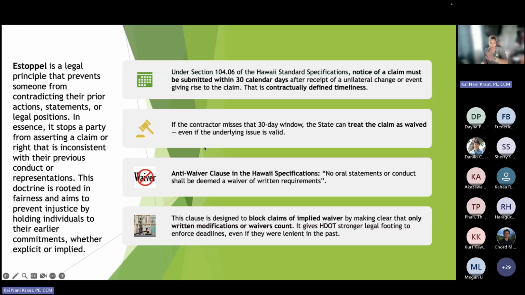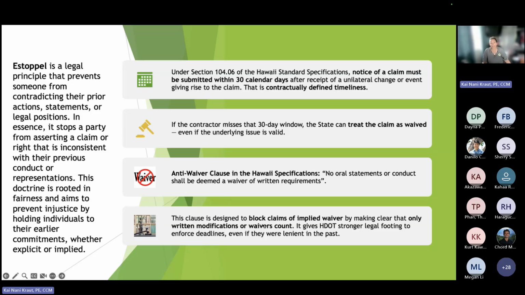So I'm running out of time. I'm going to let you read these things. Basically, our specs have an anti-waiver clause in it, which means that we could stand on that, especially in isolated incidents. No oral statement or conduct shall deem a waiver of written requirements. So we can stand on that, but consistency across even your project, your district, your state, if we can show that our spec allows for that anti-waiver, they can't say there's an implied waiver. But again, precedent and consistency is the key to winning in court, let's say.